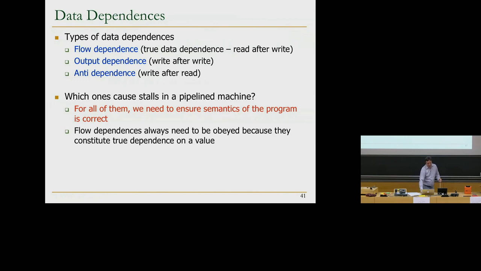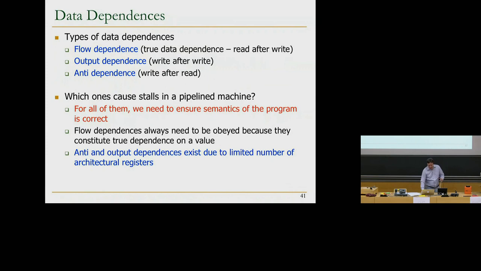Now, the flow dependence is one of the ones that comes in the most. It's also the easiest to explain. The anti-dependence or the output dependence exists because we don't have enough registers. The flow dependency is one which is real. This is why we also say it's a true data dependence. That is, it comes from the nature of the program. It is inherent in the program itself.